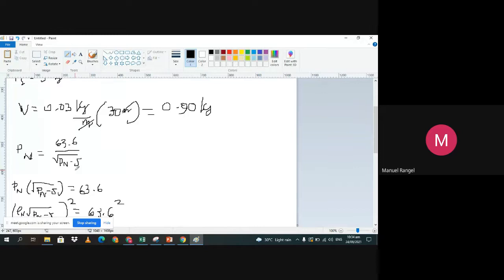63.6 divided by 17.75 minus 5. 0.6. 95. 17.75. 17.95, sir. 95 minus 5. 17.67. So, dili sa parehas, 17.79 is not equal to 17.67.